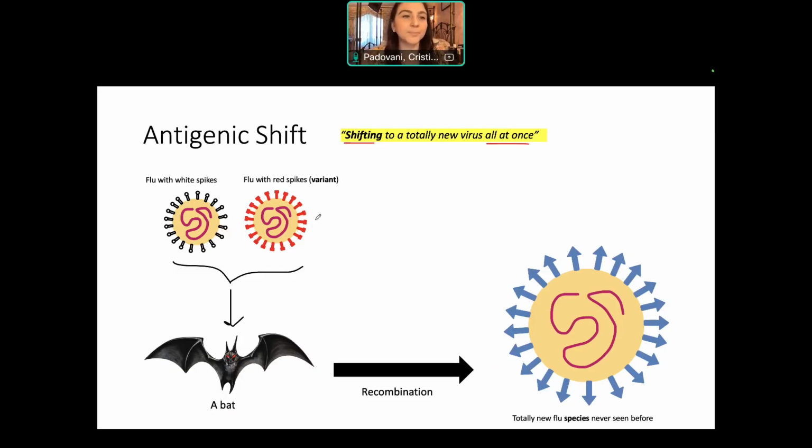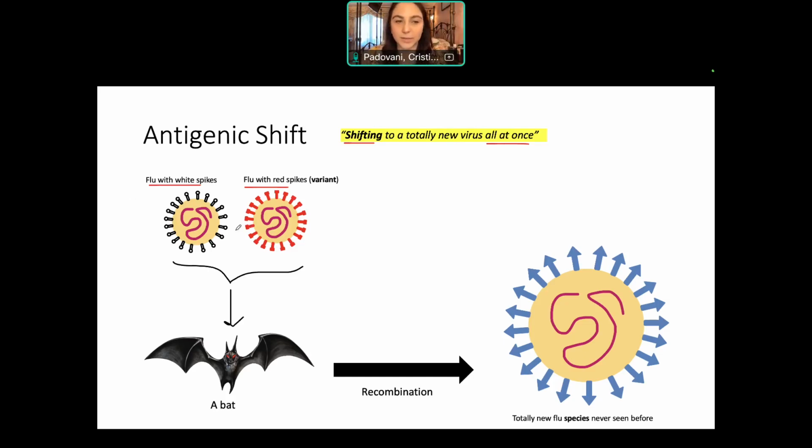What can happen is we have a flu that has white spikes, and then we have a flu with red spikes. This is the variant of this one. And they go and infect the same host. Let's say a bat, or it can also be some sort of pig, swine flu. So it can be a pig. It infects the host at the same time, and then once it's in the host, you can get recombination. Recombination is possible because these are two of the same viruses, just variants of each other, so their genomes are recognized by each other. But now you're making a new virus that our immune system has never seen.